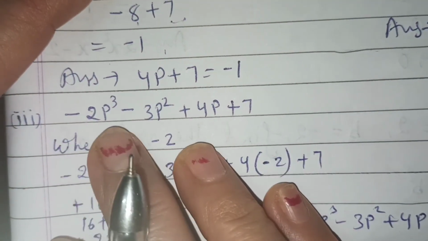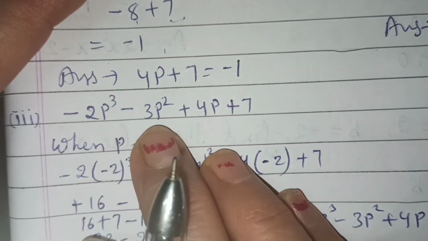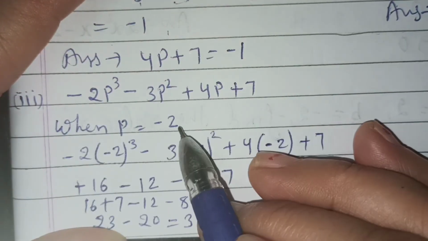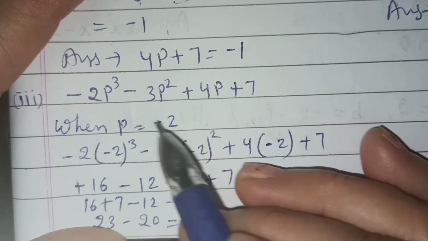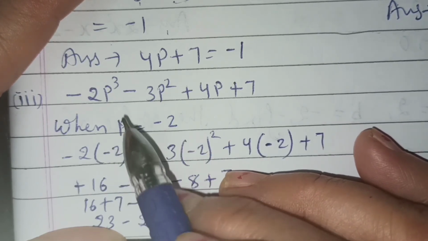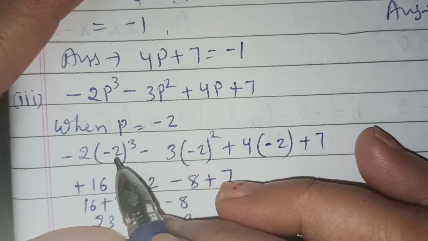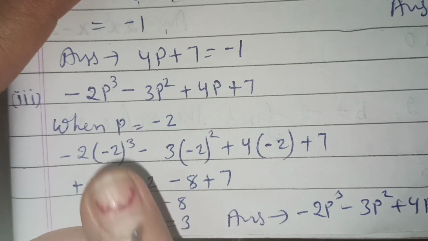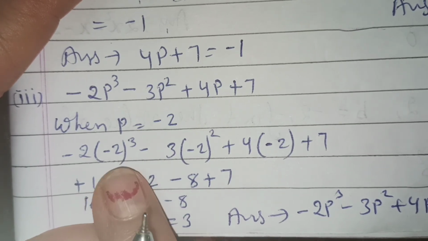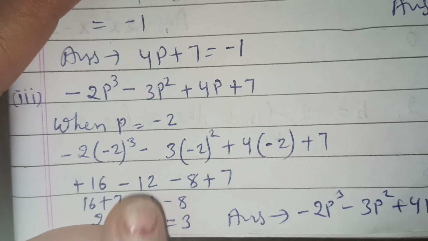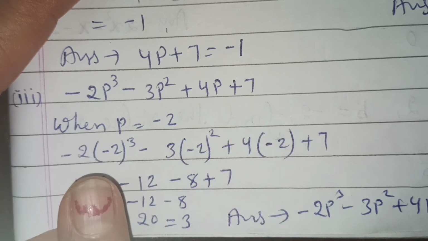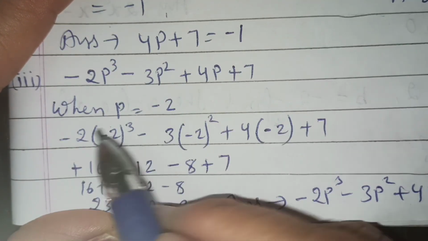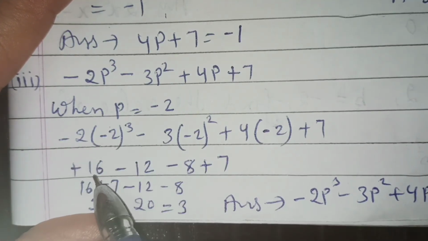Same as in this expression, see, minus 2p cube minus 3p square plus 4p plus 7. In place of p, put this value minus 2. See, minus 2 cube means minus 2 into minus 2 into minus 2. When the minus sign is multiplied an even number of times, we get a positive value. And when the minus sign is multiplied an odd number of times, we get a negative answer. So minus 2 into minus 2 into minus 2 will be minus 8. Minus 8 into minus 2, it will be plus 16.